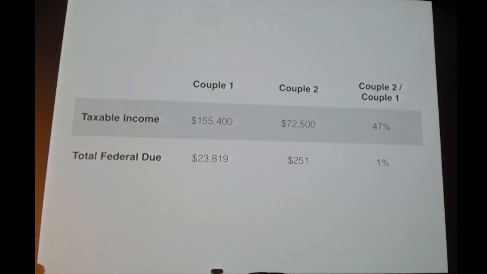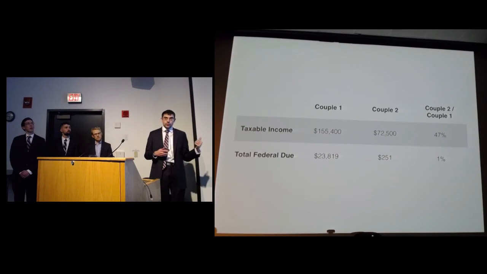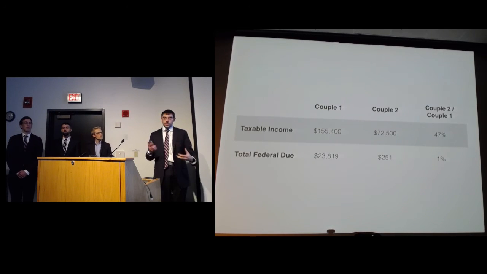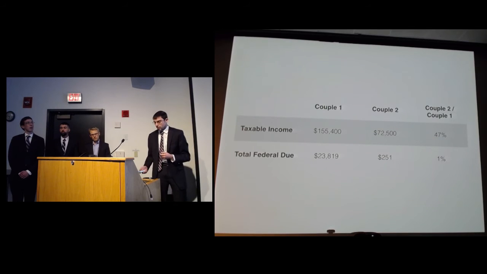Couple 2 is taking 47% less than couple 1, so you'd think that they would pay about half the taxes. Nope, they pay 1% of the taxes. So there's obviously a huge benefit to taking money out in different ways during retirement.